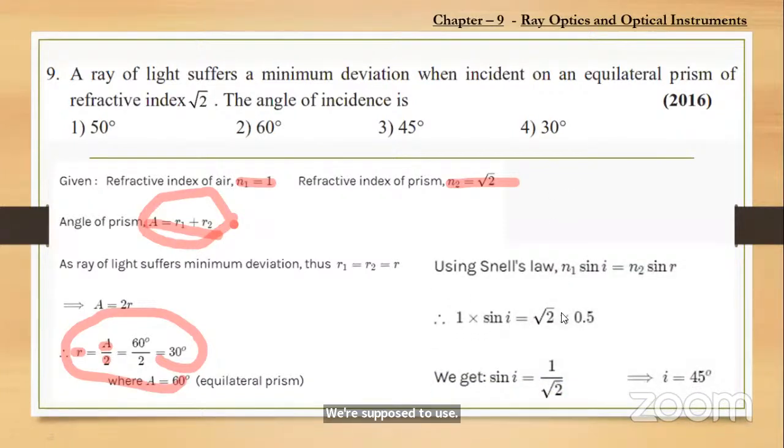Snell's law. We use Snell's law. Using Snell's law, n2 by n1 is sine of i by sine of r. So substituting the expression, n1 for air has the value 1, and sine of the angle of incidence is what we have to find out. And n2 is √2. And sine of r, the refracting angle, is 30. So what is the value of sine of 30? The value of sine of 30 is 0.5.